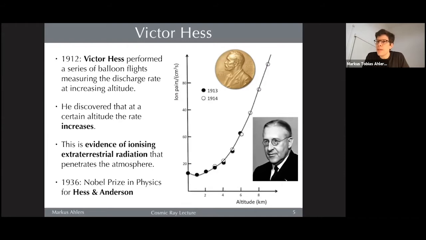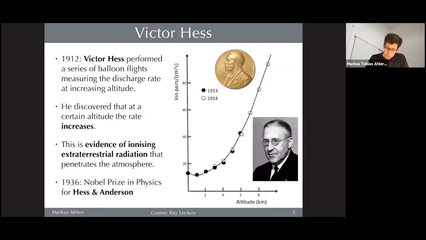So one way to test this is actually to take an electroscope, sit in a balloon and go up in the atmosphere. And if the discharge of the electroscope is related to ionizing radiation from the Earth itself, you would expect that the discharge rate is going down as you go up in the atmosphere. And this is what Hess actually observed.